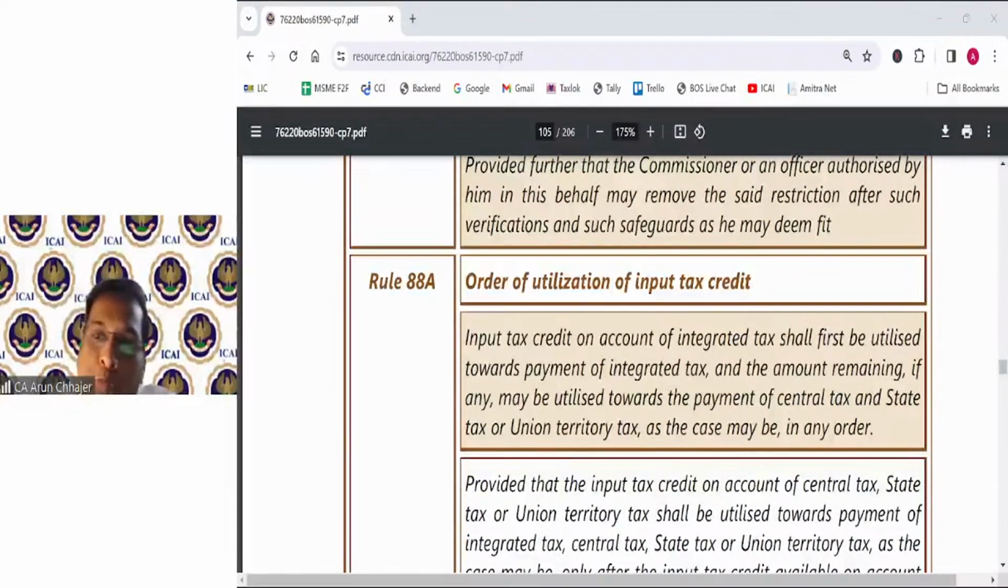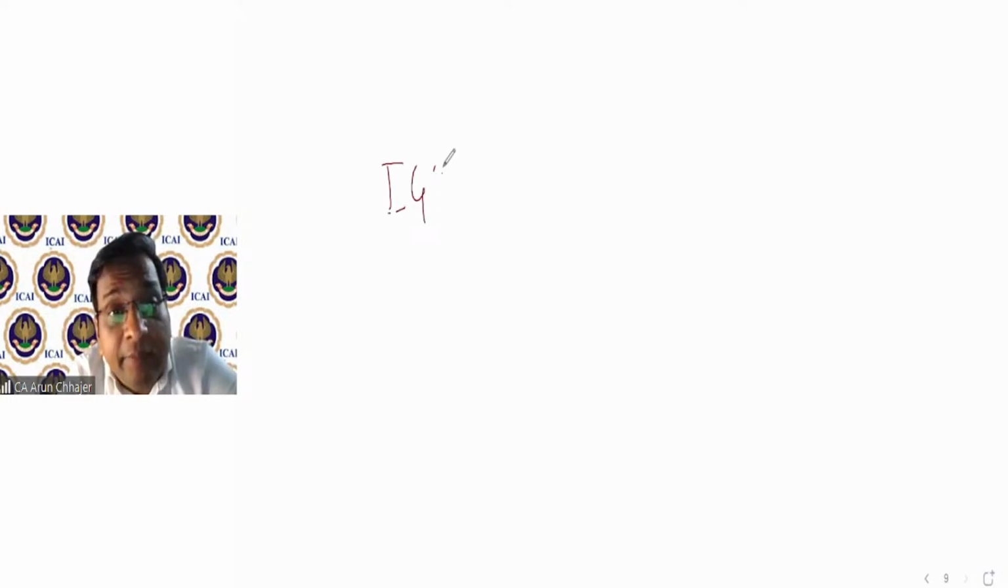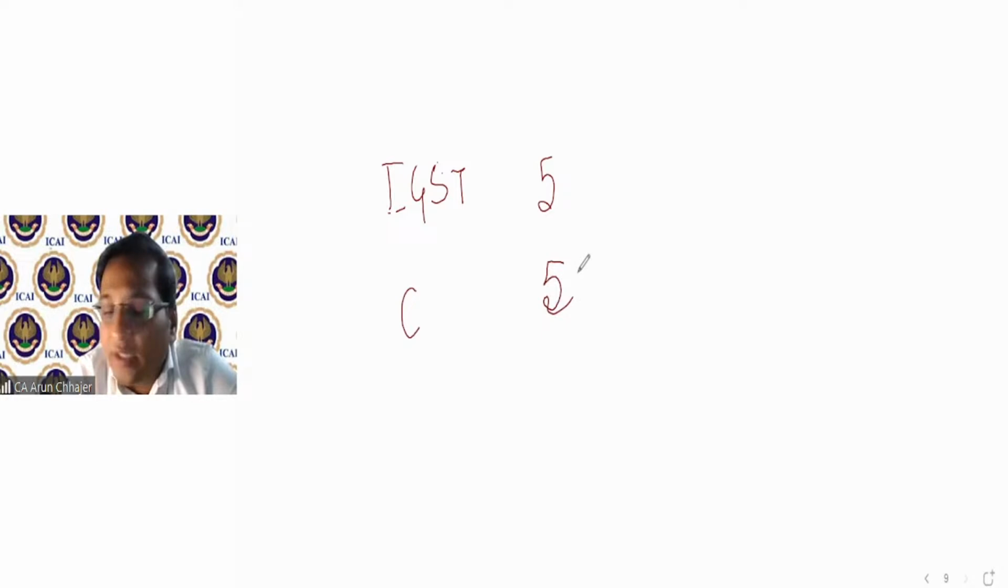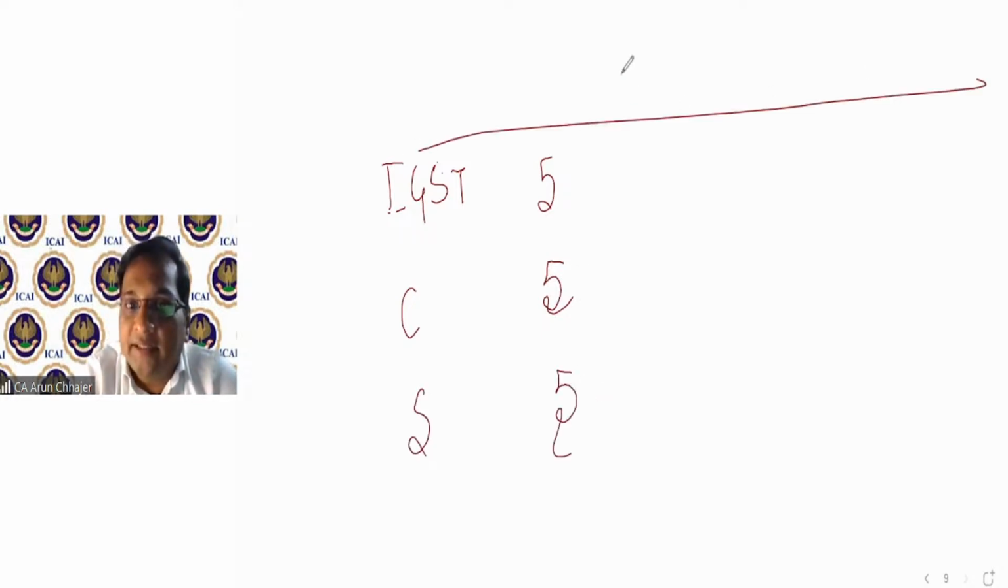ठीक. फाइन. ठीक. Now let me again draw one simple question. IGST has the liability of 5,000. CGST has the liability of 5,000. SGST has the liability of 5,000. Correct.